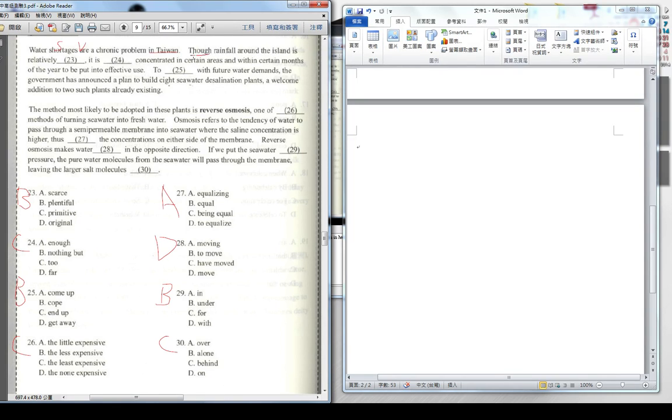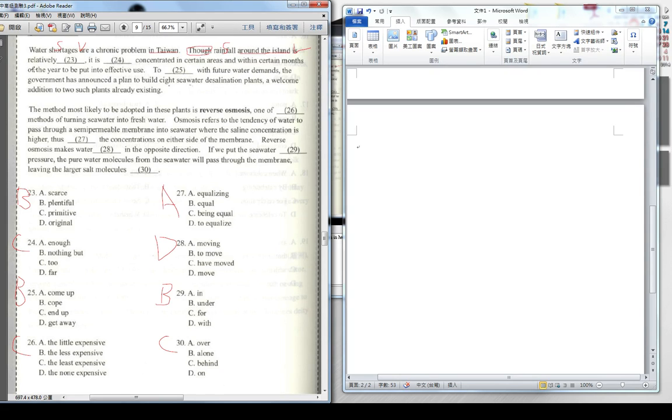So while rainfall around the island is relatively plentiful. So while is a conjunction, so it should be followed by a complete sentence. Rainfall is the subject. Around the island is just an adverb. Relatively is also an adverb. So rainfall is relatively plentiful. So plentiful is an adjective. So if we want to give more information about an adjective, we should use the adverb relatively.